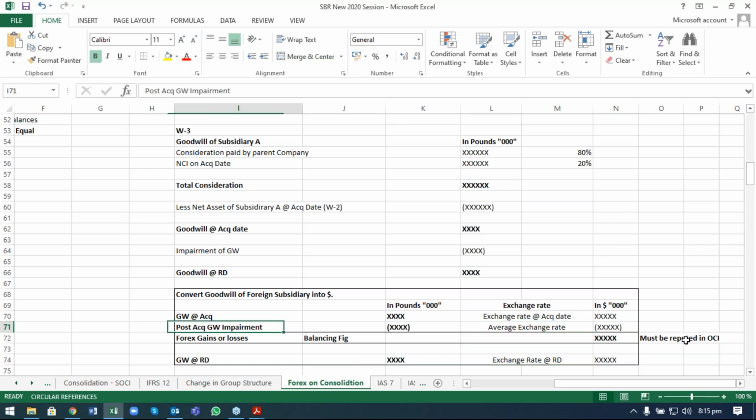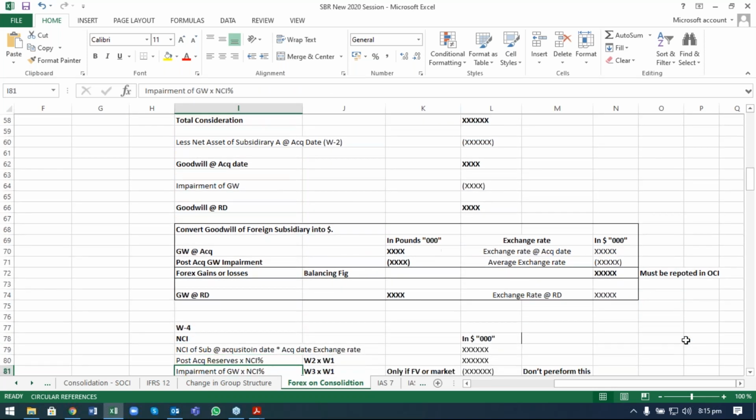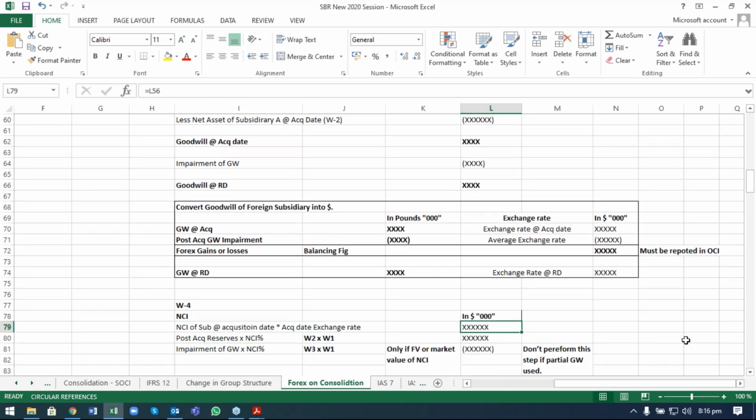And there might be impairment on the goodwill. As this impairment of goodwill is an expense, you are supposed to use the average exchange rate in this case, right? Which is provided within the question. Then foreign exchange gains and losses could be a balancing figure, and that should be charged to other comprehensive income. So that principle remains the same. While for non-controlling interest, you have to calculate the non-controlling interest in dollars altogether. So non-controlling interest of the subsidiary at the acquisition date is multiplied by the acquisition date exchange rate.